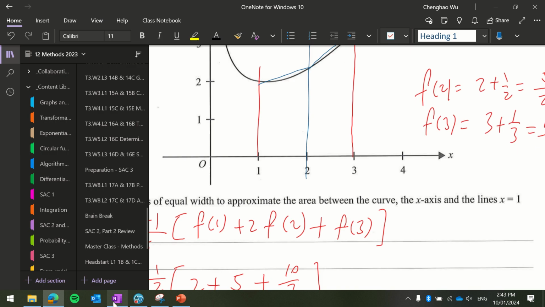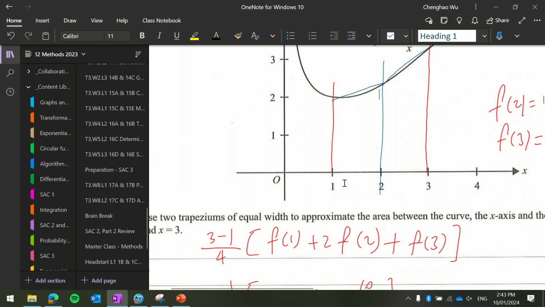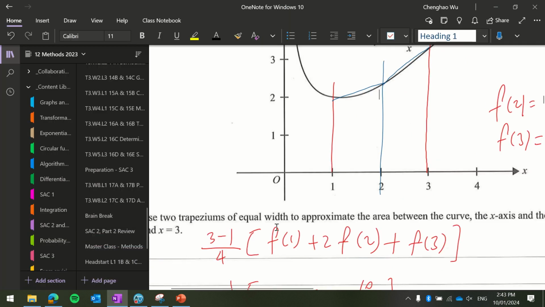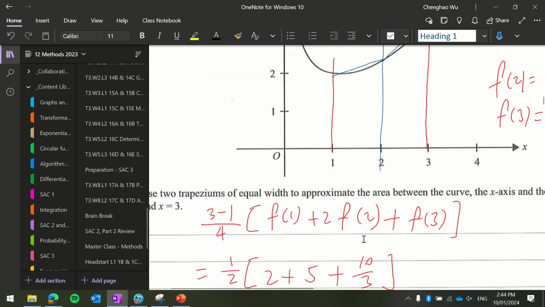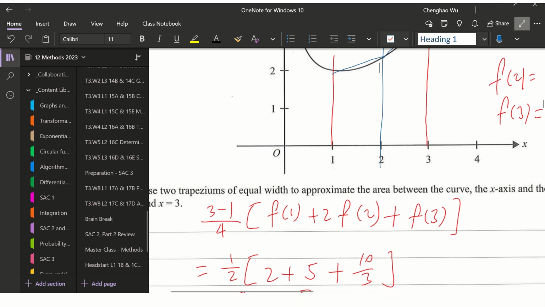So if you apply this formula, you're just going to get this. The last x value is 3 because the question says so. And the first x value is 1 because the question says so. So 3 minus 1 goes here. 2 times n, n is the amount of trapezium, so 2. 2 times 2 is 4. 4 goes here. And then I've got f1 plus 2 f2 plus f3. There's a 2 times in the middle and then just f1 and f3 on either end.